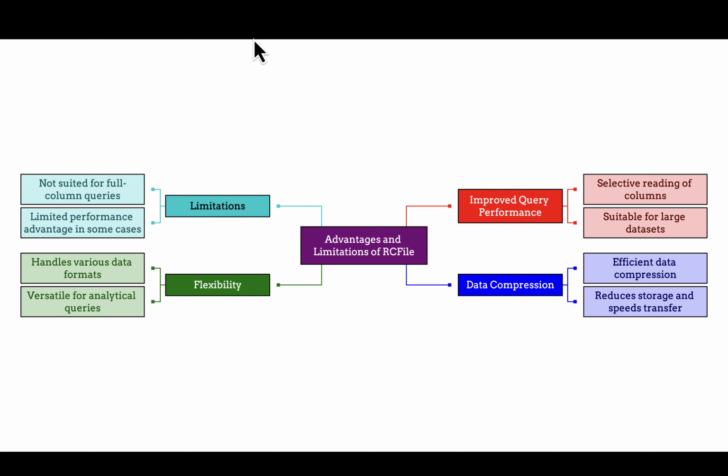Advantages and limitations of RC file. 1. Improved query performance. RC file format improves performance for queries that need to access only certain columns from a large dataset, as it allows selective reading of columns. 2. Data compression. RC file supports efficient data compression, which reduces storage requirements and speeds up data transfer.